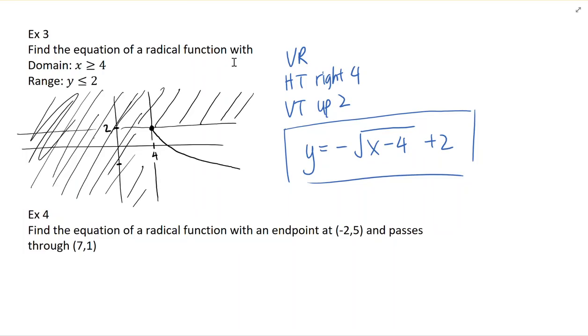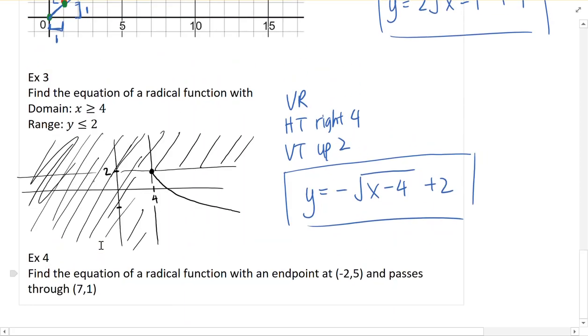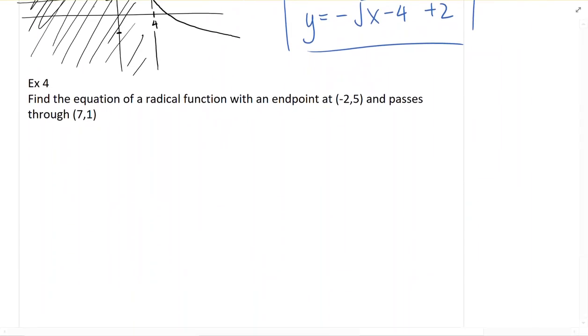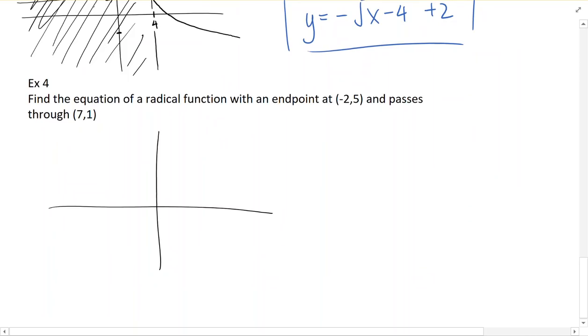Alrighty, so last question of these notes. First, find the equation of a radical function with an endpoint at (-2, 5) that passes through (7, 1). So first, let me just make more space for myself. There we go. To do this question, let's first just sketch out our points so we have an idea where they'll be.